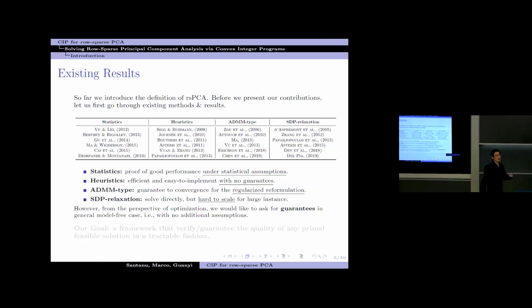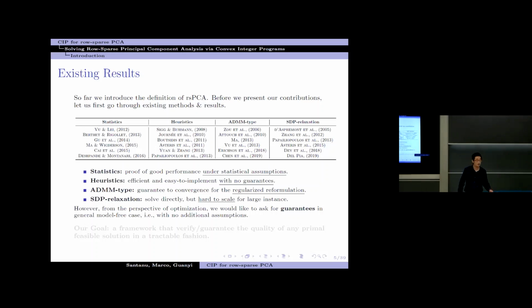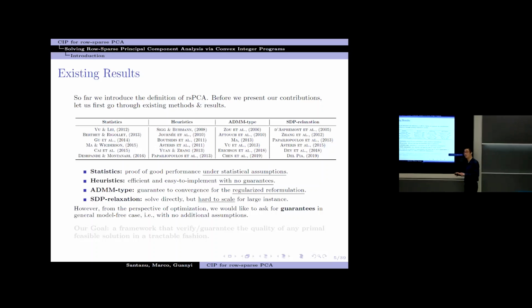The main core idea is that if the sample covariance matrix or each of the samples are generated from some underlying distributions, then statisticians have some algorithms or ways to get a good estimation of the underlying model, which have good performance, but they should be under statistical assumptions. And the second category is some very efficient heuristics. But the drawback is that they do not have any guarantees.